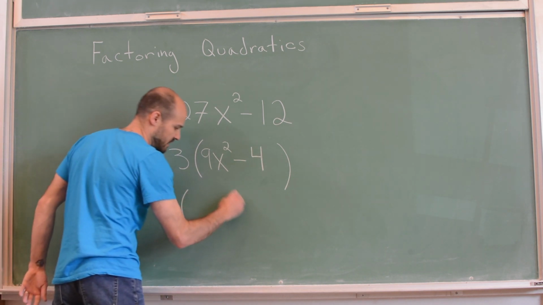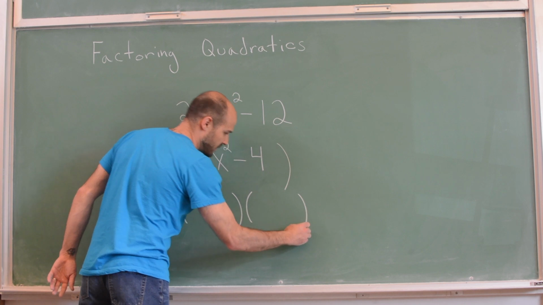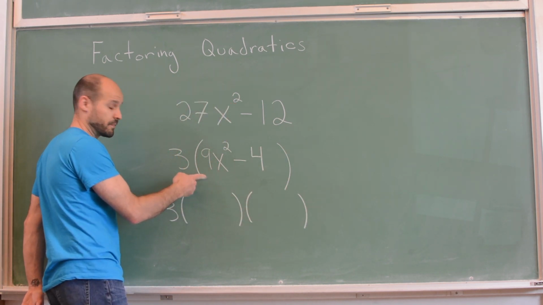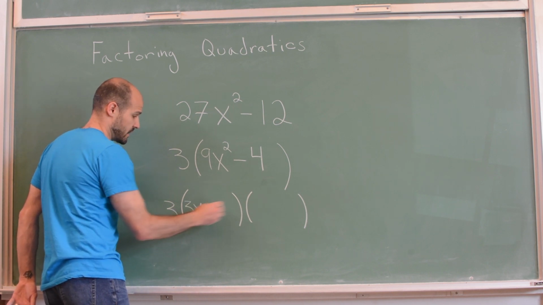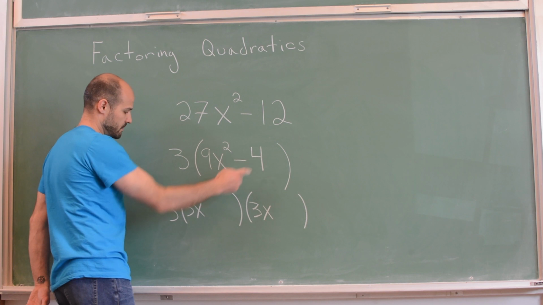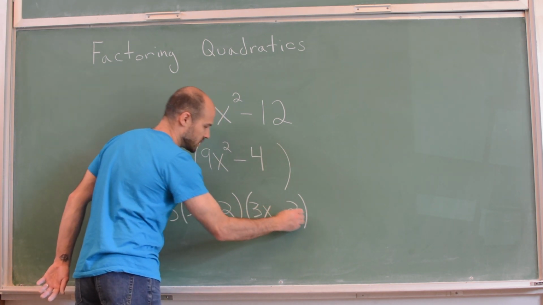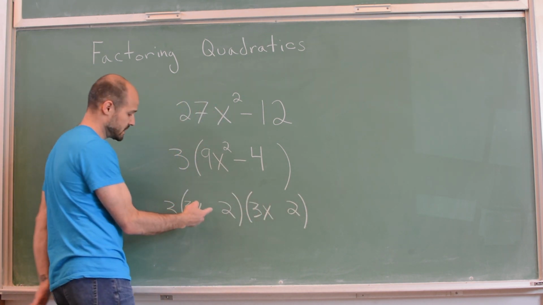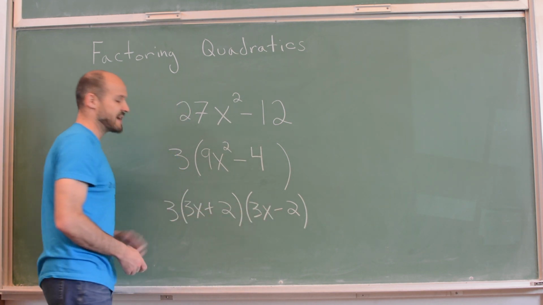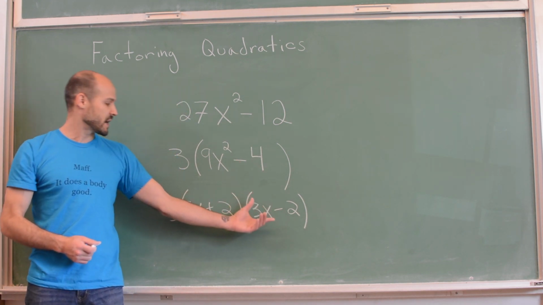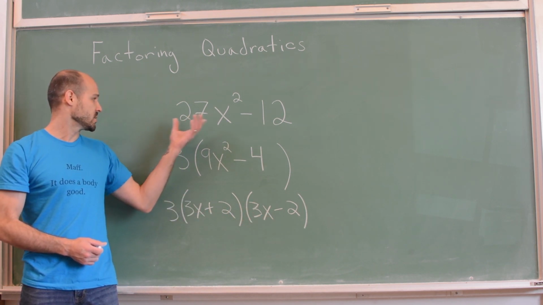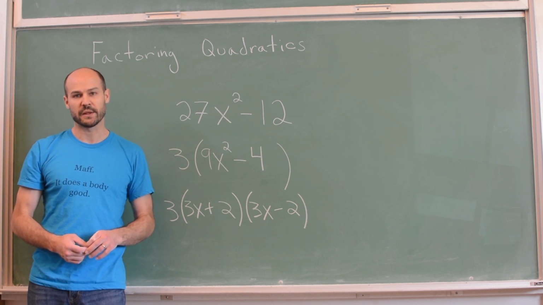Which gives us 2 sets of parentheses from this one, where the first number is the square root of the first term, 3x and 3x. And the second number is the square root of the second term, 2 and 2. And then we get plus, and we get minus. After we factor this difference of squares, we're all done. This is the final form in factored notation of our original polynomial.